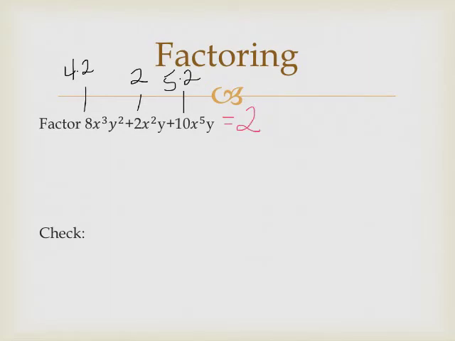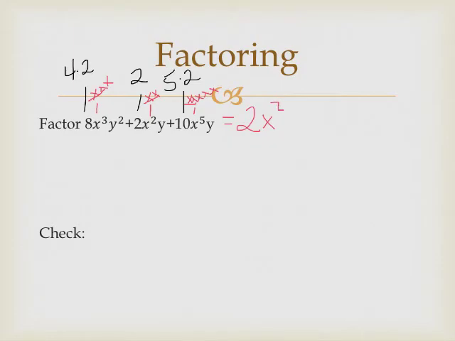Okay? Now, looking at the x's, x cubed is x times x times x. X squared is x times x. And x to the 5th is x times x times x times x times x. So you want to look at those and say, well, what do they have in common? And what they have in common is that they all have at least 2 x's. So I'm going to take out 2 x's, or an x squared, from everything.